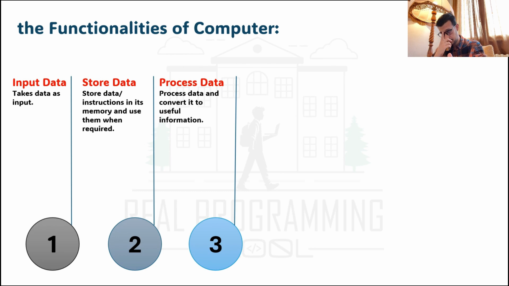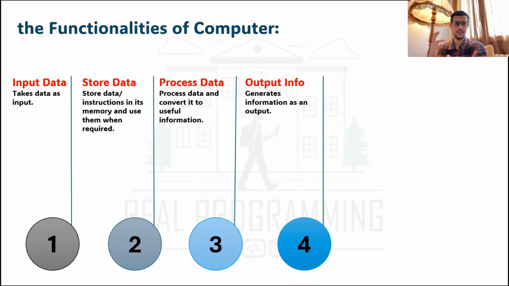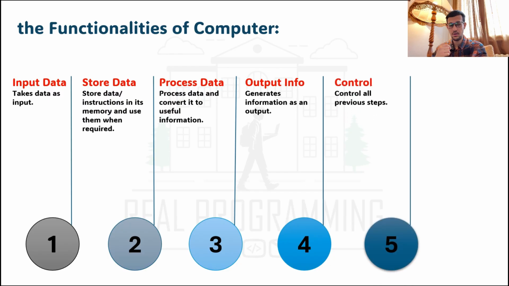The step number 4, or functionality number 4. So we have input data, store data, process data, and output information. And number 5, control all previous steps. This is the functionality of a computer.